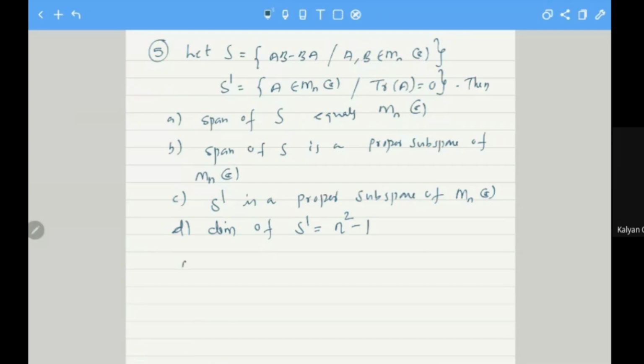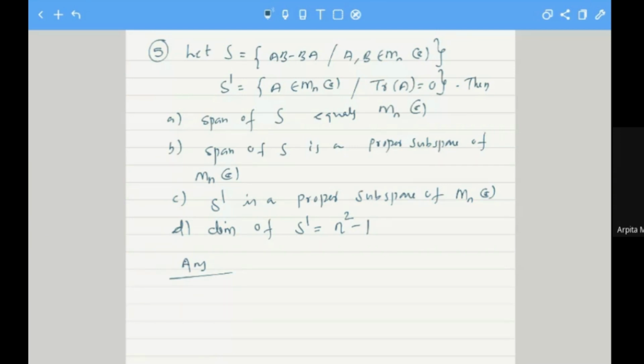So Option D is correct. It's true. Which one? Option D. How do we calculate that? Sir, actually, the total dimension is n square, and the trace is the sum of the diagonal elements. So from there we can get one equation. So n square minus 1 will be the dimension actually.